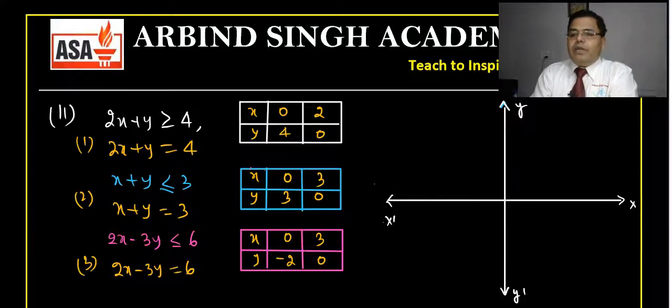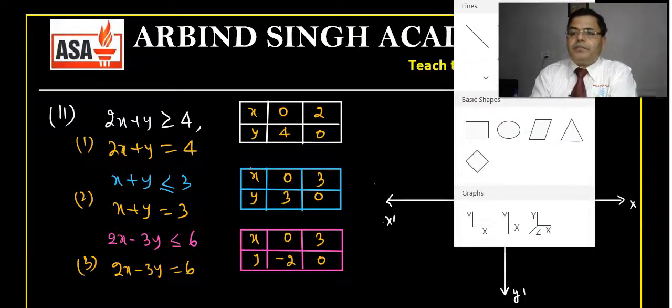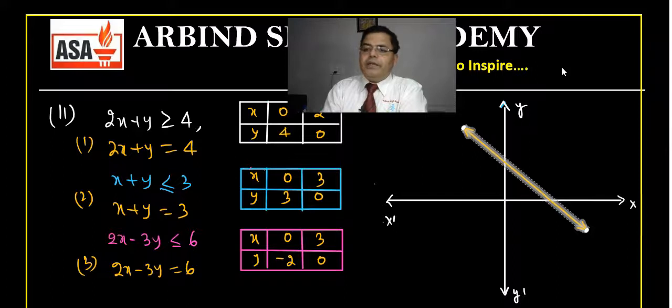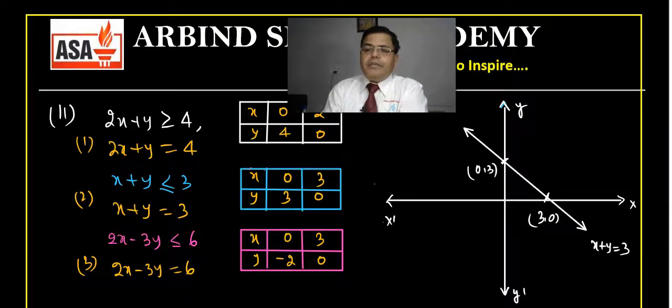First, let me draw the graph of this. To draw the graph, the first line has points (0, 3) and (3, 0). The line which will pass through (3, 0) and (0, 3) is like this. This line is x + y = 3. Now for x = 0, y = 4, which is slightly above this, and x = 2, y = 0. So that will be a line which will pass through these two points.